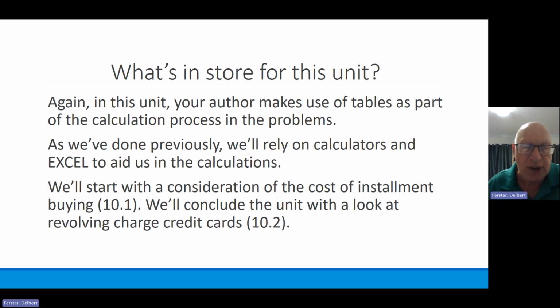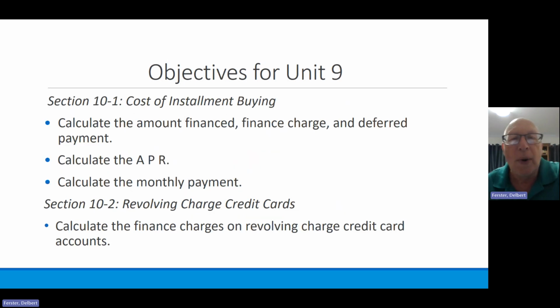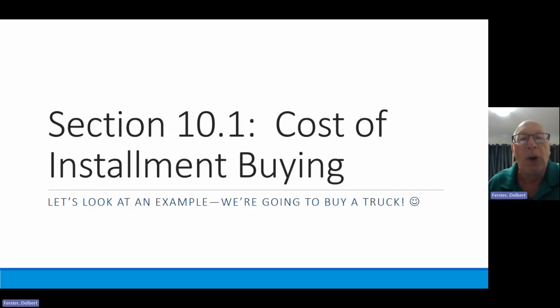It's a two-section chapter. So we'll take a look at how much it costs to use credit in section 1, and then we'll take a look at revolving charge cards. And quite frankly, they're very convenient, but for some folks, they are the bane of their financial existence in terms of debt. So let's move in. We've got some objectives for Unit 9, and again, I'll list them for you in the overview sheet for the unit, but you can read them at your leisure. There we've got them from section 10.1, section 10.2.